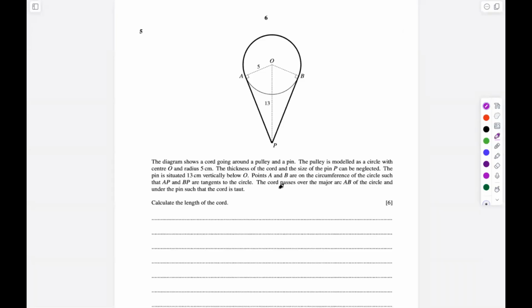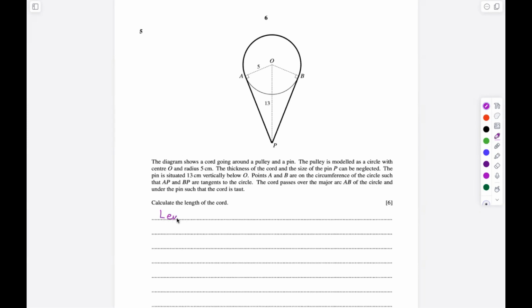In question 5, the diagram shows a cord going around a pulley and a pin. The pulley is modeled as a circle with center O and radius 5. The thickness and the size of pin P can be neglected. The pin is situated 13 centimeters vertically below O. Points A and B are on the circumference of the circle such that AP and BP are tangents to the circle. The cord passes over the major arc AB of the circle and under the pin such that the cord is taut. We have to calculate the length of the cord.